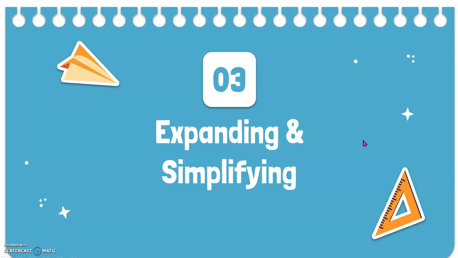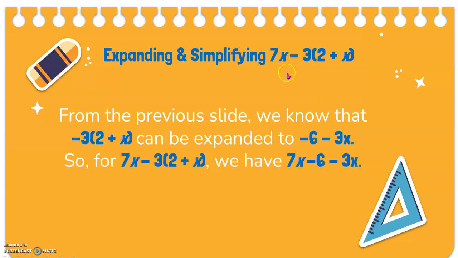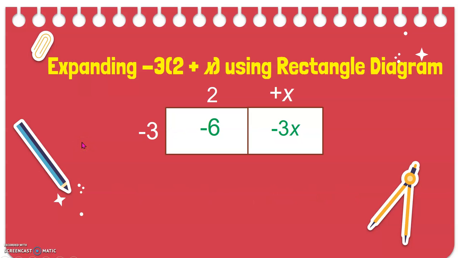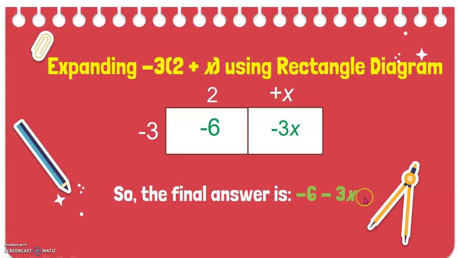Going on, how can we expand and simplify algebraic terms? So we're going to use an example that builds on whatever we did earlier on. From here, we can have 7x minus 3 bracket 2 plus x. From the previous slide, we already know this part here. I purposely borrowed from the previous one. I'm just going to show you again. Yeah, this is the one, right? Negative 3 bracket 2 plus x. This was the expanded form, negative 6 minus 3x.